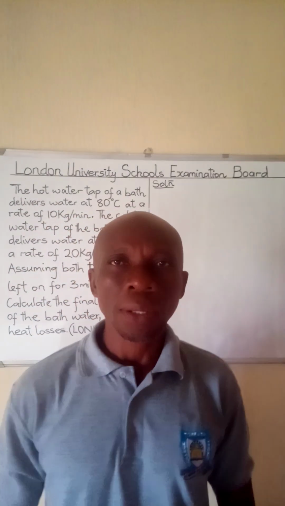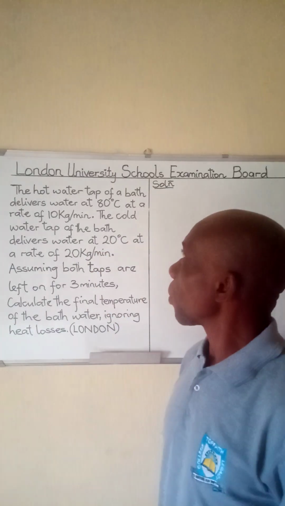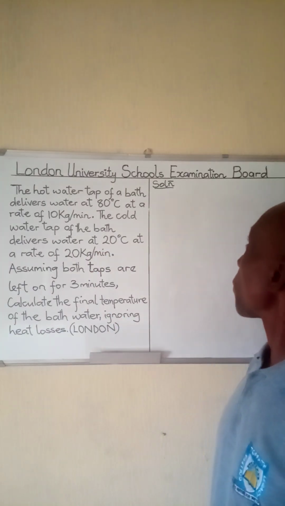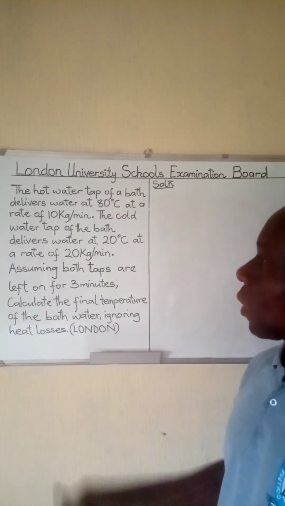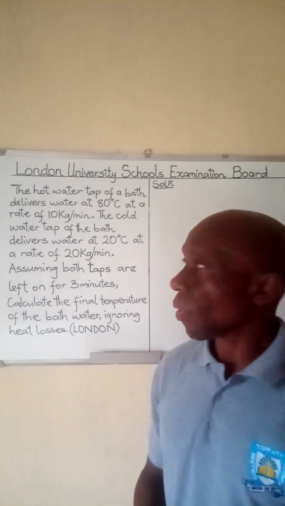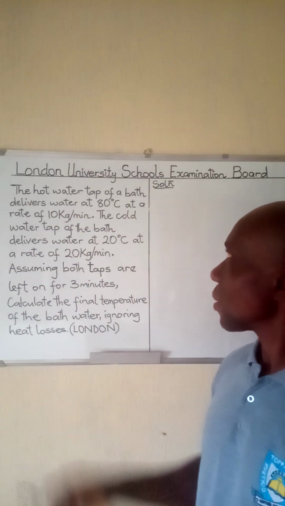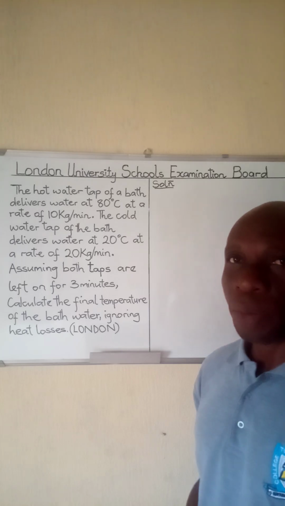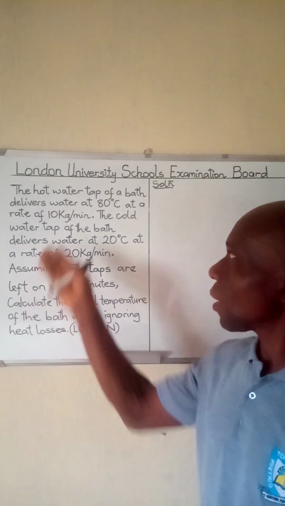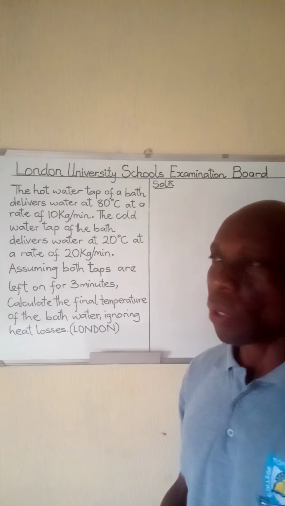Hello, welcome to class. Today we have an interesting problem taken from London University Schools Examination Board. It has to do with the exchange of heat. We are told that the hot water tap of a bath delivers water at 80 degrees Celsius at the rate of 10 kilograms per minute. That means every 1 minute, 10 kilograms of hot water flows into that bath.